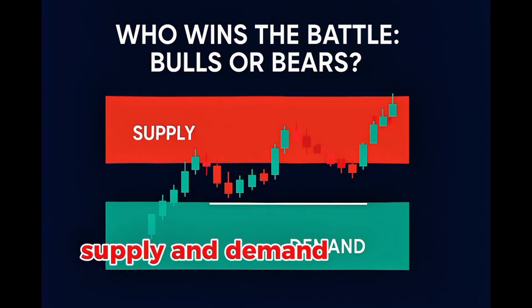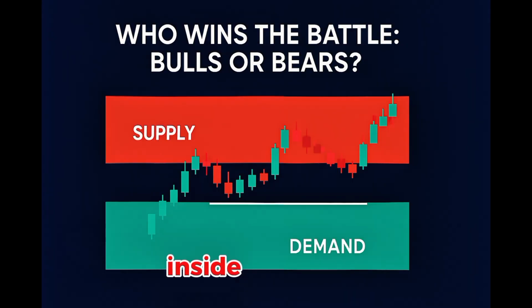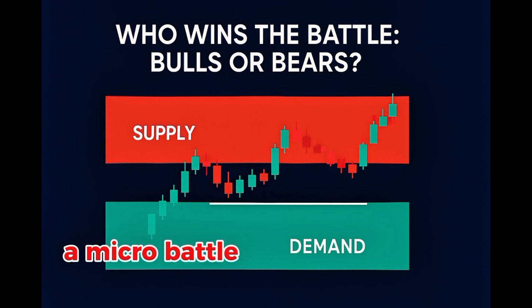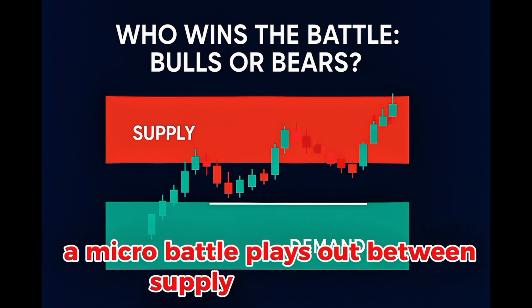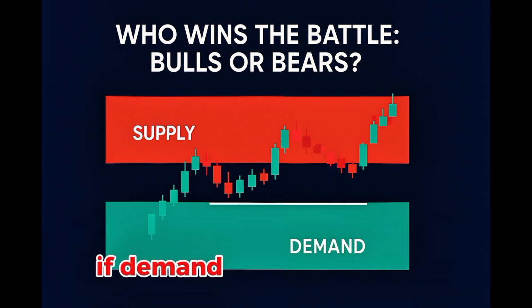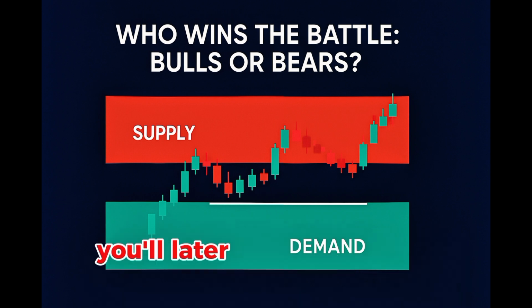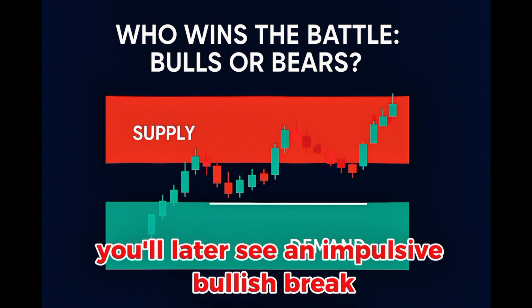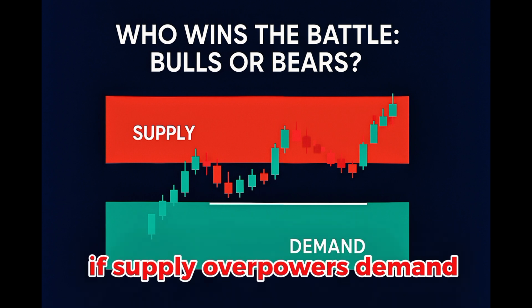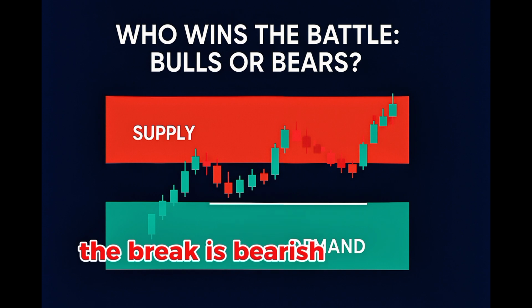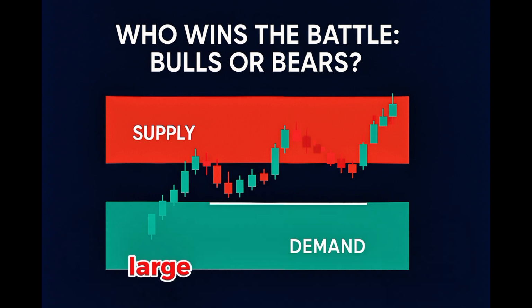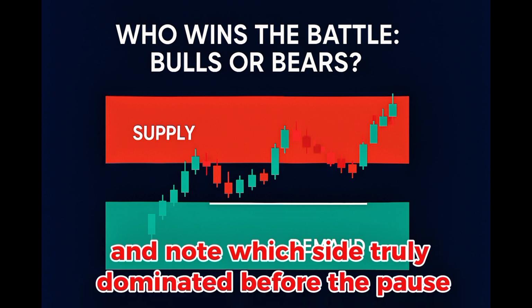Supply and demand inside the base. Inside every base, a micro battle plays out between supply and demand. If demand outweighs supply, you'll later see an impulsive bullish break. If supply overpowers demand, the break is bearish. Spot order block footprints, large engulfing candles, and note which side truly dominated before the pause.